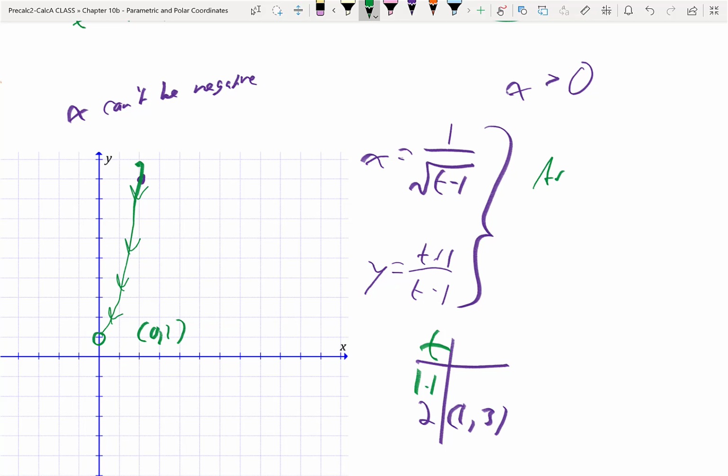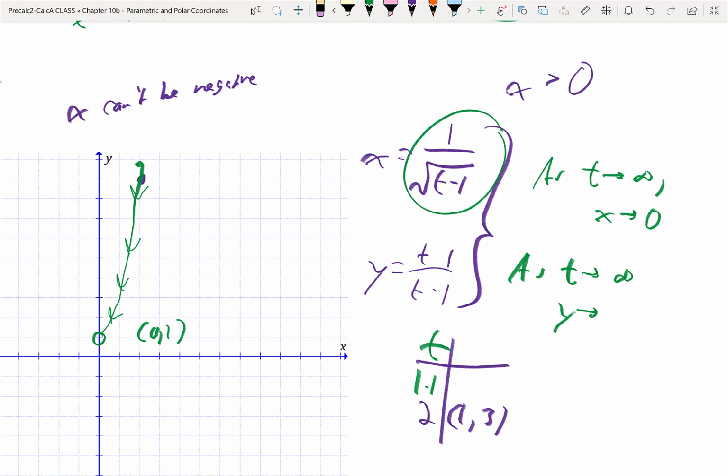Because as t gets bigger, in this particular graph, we'll use a little bit of limit terms here. As t approaches infinity, x approaches 0. And as t approaches infinity, y approaches (t plus 1) over (t minus 1), which is 1. So, yeah.